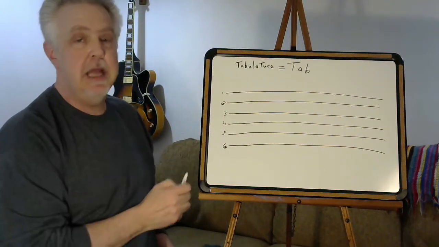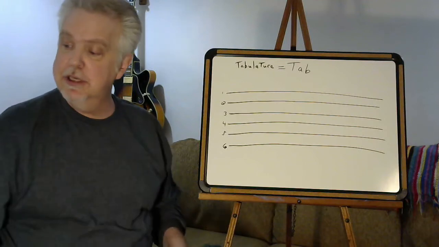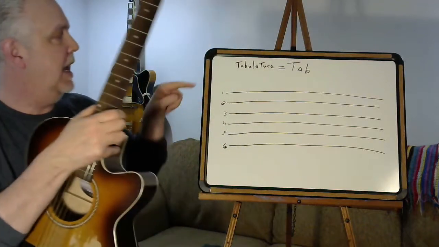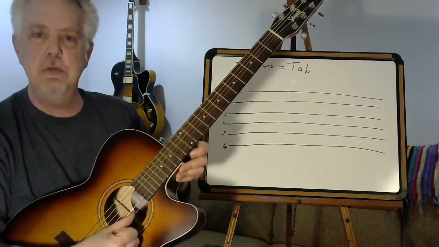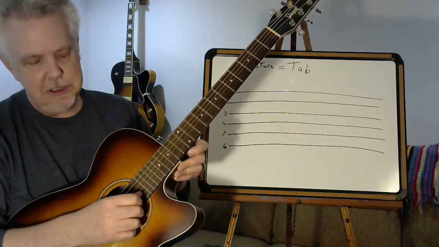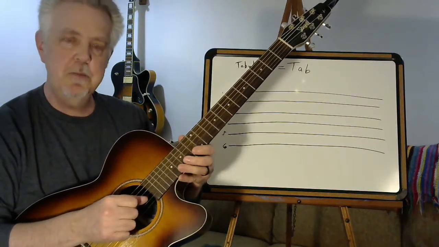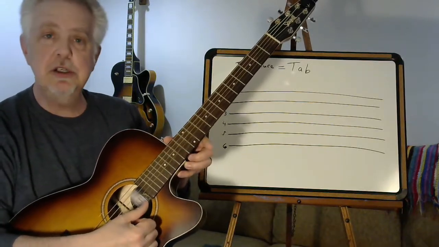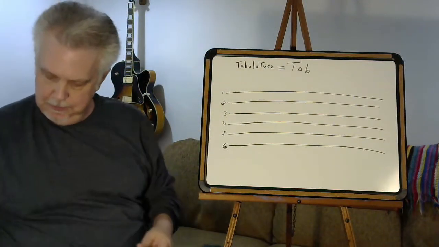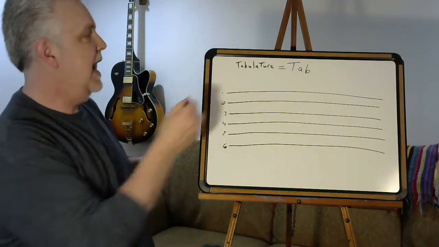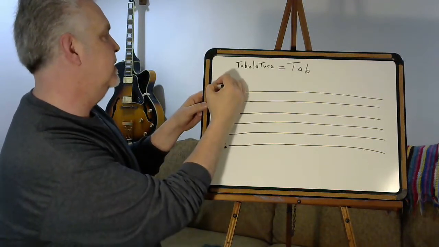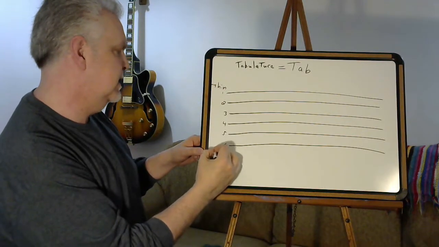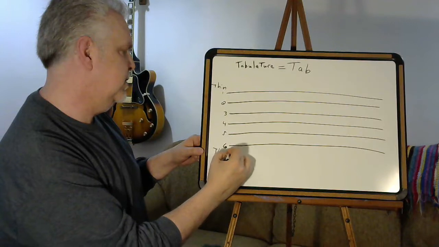These 6 lines represent the 6 strings of your guitar. Rather convenient. Line number 1 is your string number 1 on the guitar, then string number 2, 3, 4, 5, and 6. String number 1 on your guitar is the thinnest string. This highest line is your thinnest string, and number 6 is your thick string on your guitar.